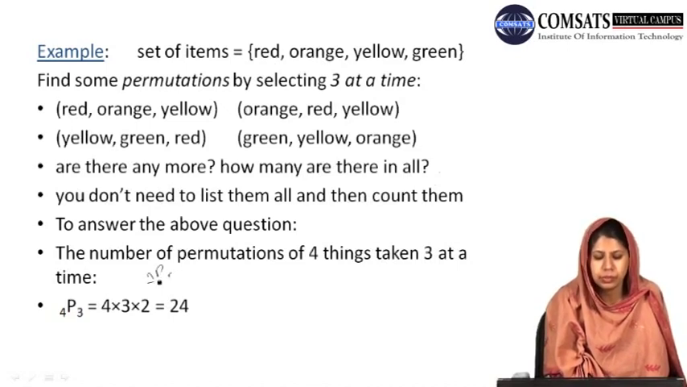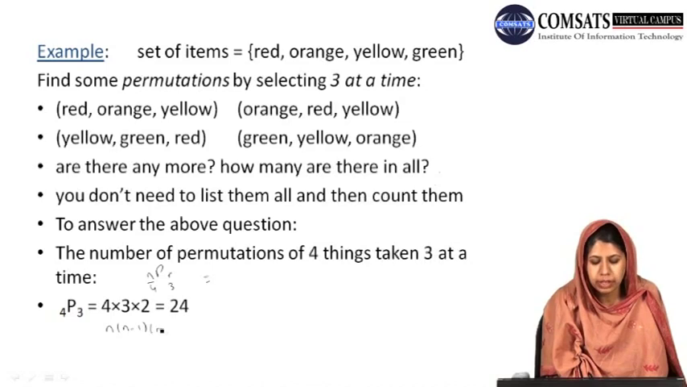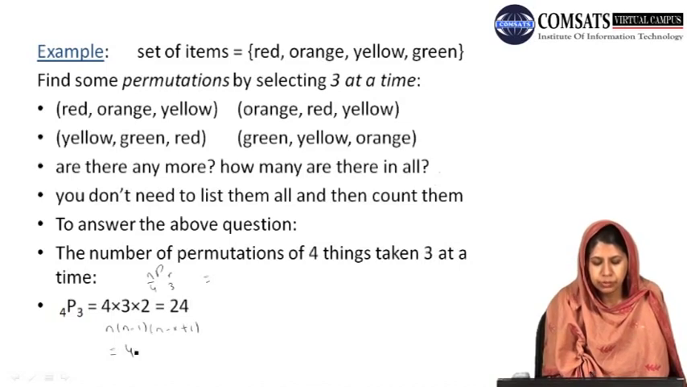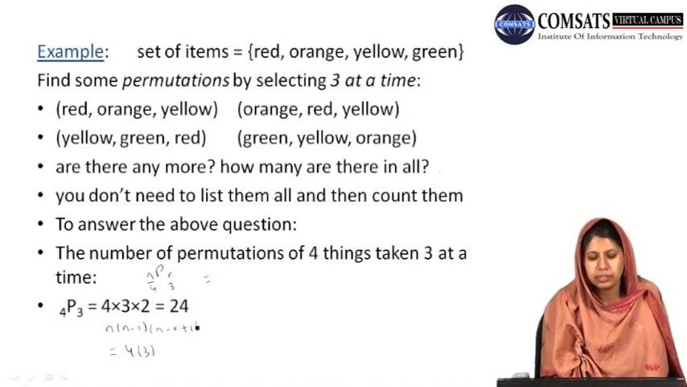nPr, where n is equal to 4 and r is equal to 3. And by putting this in our formula, we have n into n minus 1 and so on up to n minus r plus 1. So n is equal to 4, n minus 1 is 3, n minus r plus 1, that is 4 minus 3 plus 1, is 2. So we have to end here. So the number of permutations is the product of this formula, n into n minus 1 and going up to n minus r plus 1.